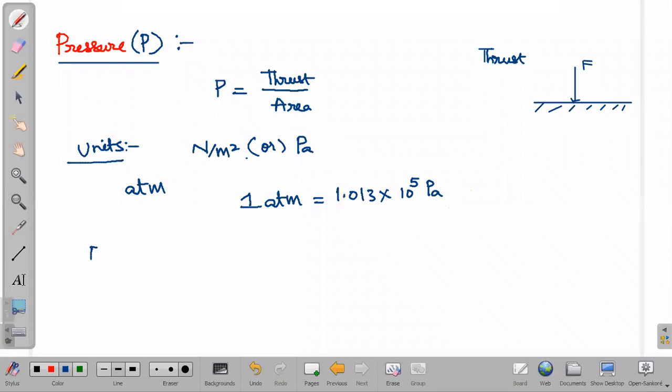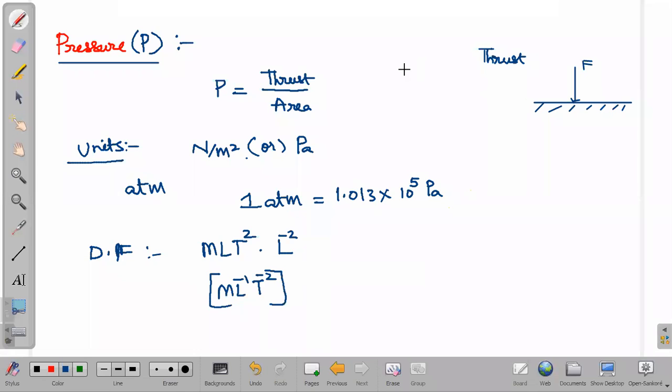And when we go with the dimensional formula, the dimensional formula of Newton (force) is M L T to the power of minus 2, and area is L square, which when it goes up becomes L to the power of minus 2. So we write M L inverse T to the power of minus 2 as the dimensional formula of pressure.